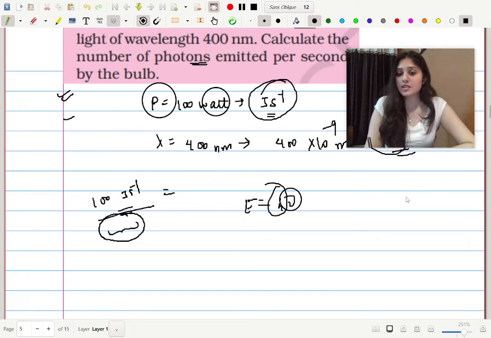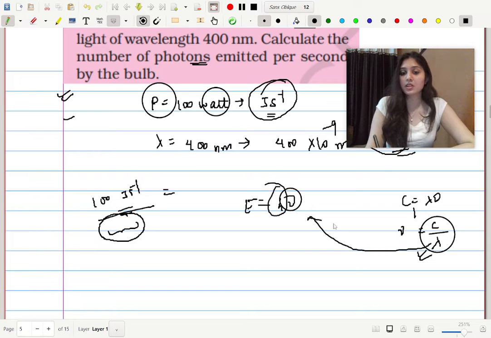So very simple, c is equal to lambda nu. Nu is nothing but c by lambda. So we can find nu by using this equation and put it here. So energy will be equal to h, and nu is what? Nu is c by lambda. Okay, and you can put all the values.